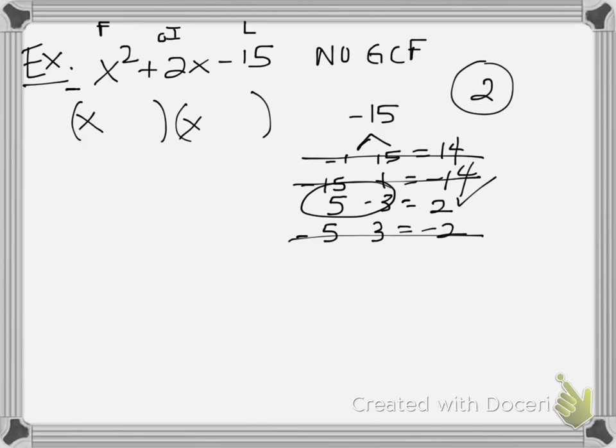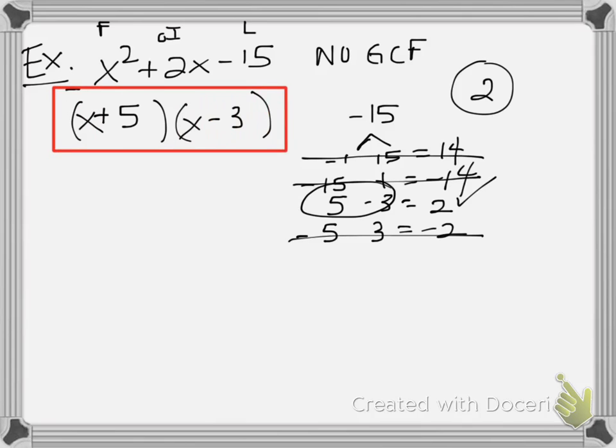So now take your factors and stick them in the parentheses. I'm going to put this 5 right here, and if you stick a 5 in there and there's no sign, that means you need a positive sign. So that's x plus 5, and then you have x minus 3. Again, if all goes well, that should be our solution.